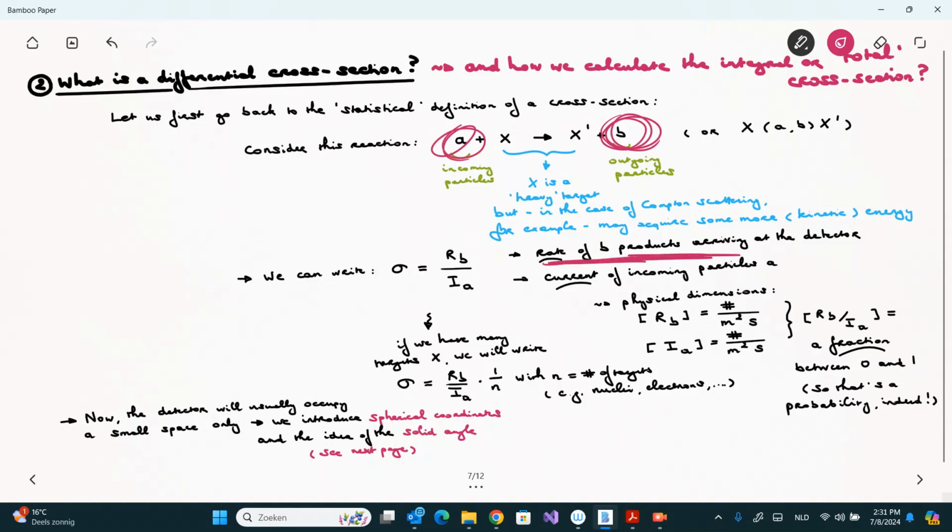So there's going to be a certain rate of B particles that arrive at the detector, and then we have a current, so many incoming particles A per square meter per unit area, and also per second, right? And so these two rates give you a ratio, which is a probability. It's a number between 0 and 1, and it has no physical dimension. We can modify this one. Our target area may consist of many targets with a lot of empty space in between, and then n is, for instance, going to be the number of nuclei or the number of electrons in the material in which we fire. So you see, the cross section actually is.